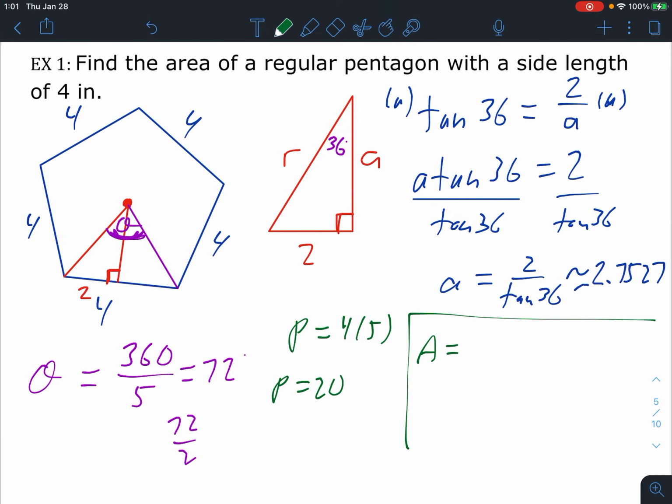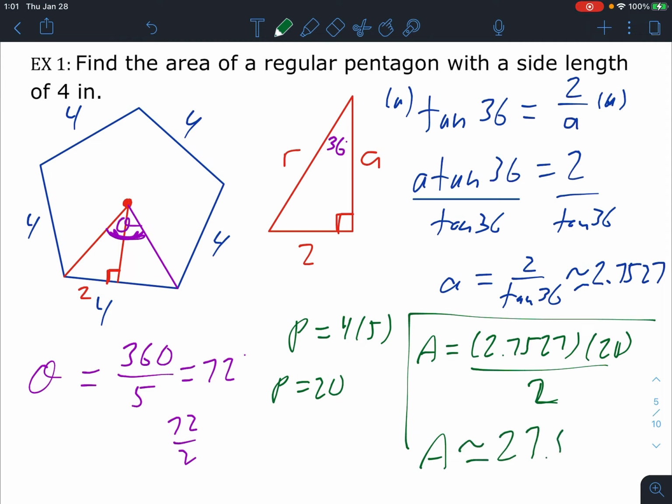The area equals the apothem times the perimeter over 2. And we're going to round this to the nearest tenth. Our area is approximately 27.5 square inches.